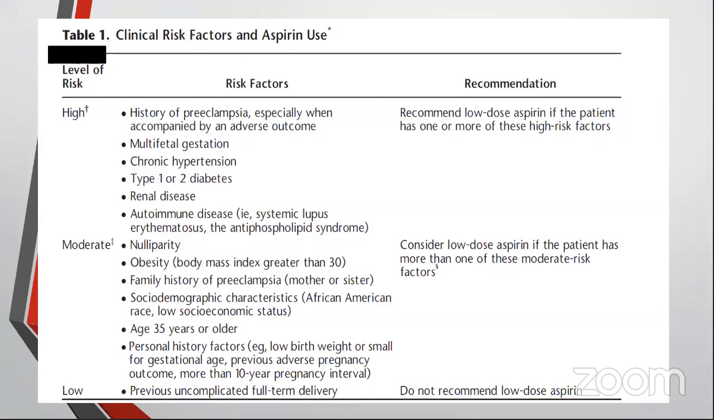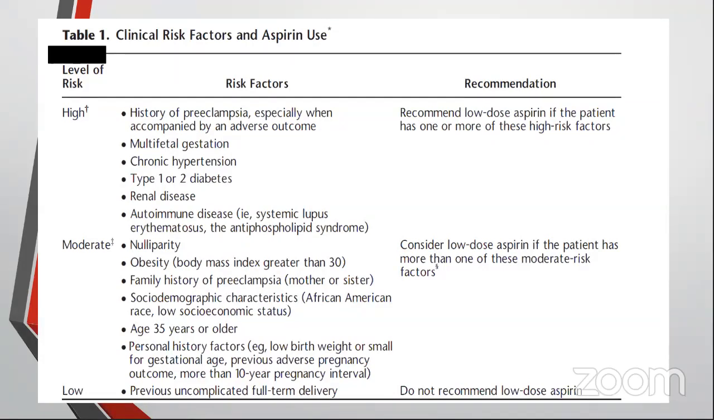First of all, the high risk factors are a history of preeclampsia in the previous pregnancy, especially if accompanied by an adverse outcome, multifetal gestation, chronic hypertension, diabetes type 1 or 2, renal disease, and autoimmune disease. For those patients, if you have one risk factor, you have to start low dose aspirin.